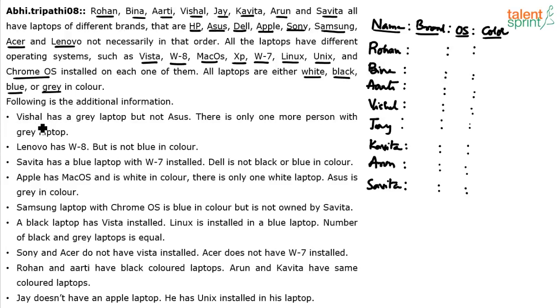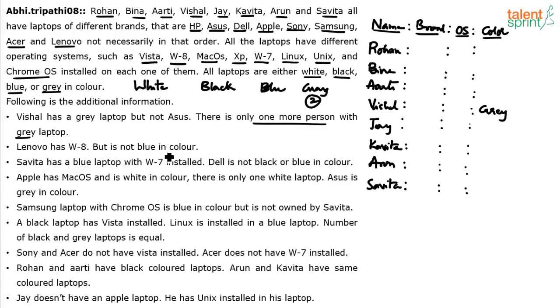Now see, the first point: Vishal has a gray laptop. So the color here is gray. There is only one more person with a gray laptop. Vishal is one of them, and there's one more person who's got a gray laptop. The colors are white, black, blue and gray. So what I know is gray is owned by 2 persons. Vishal is one of them. Who's the other person, I have to figure out. Similarly, we have to find out the number of times each of the other colors has been used.